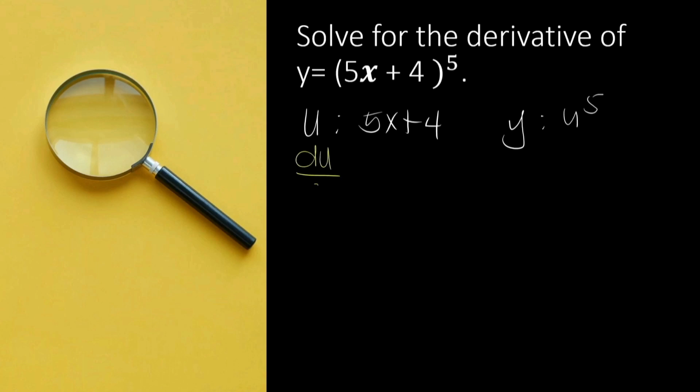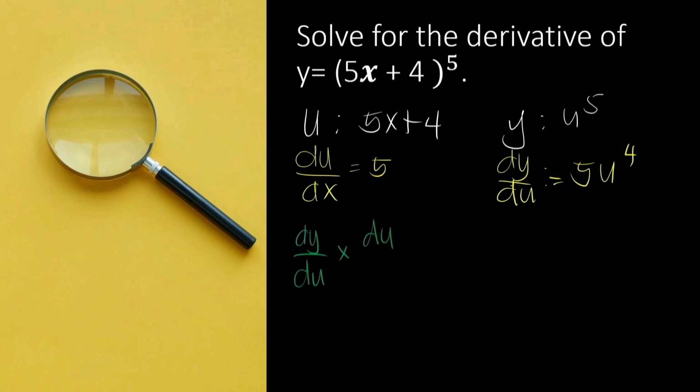So du with respect to x, that is 5. And then dy with respect to du, with respect to u, that is 5u raised to 4. And then according to the chain rule, that is dy over du times du over dx. So du will cancel, and what remains is dy dx. And then we multiply dy over du, so 5 times 5u to the 4th times 5.